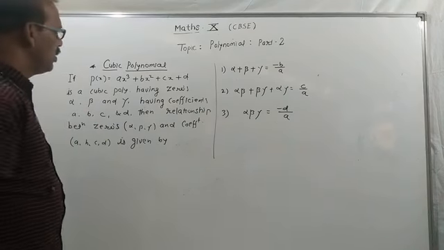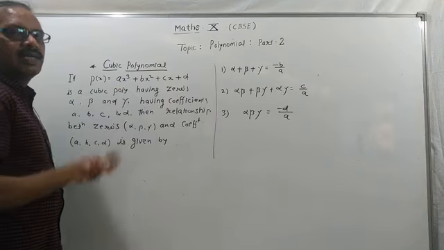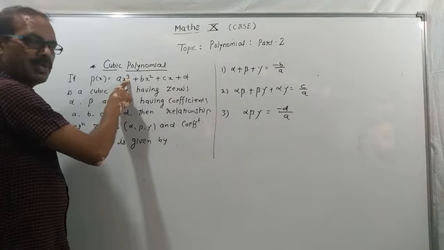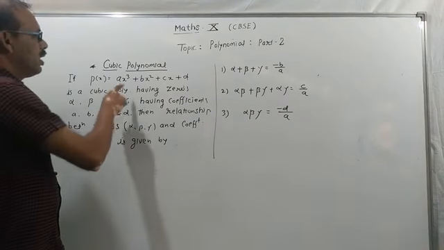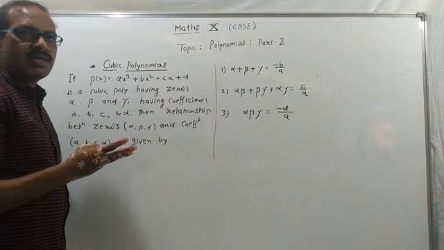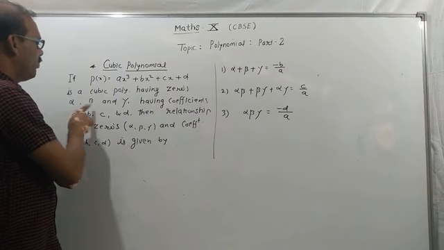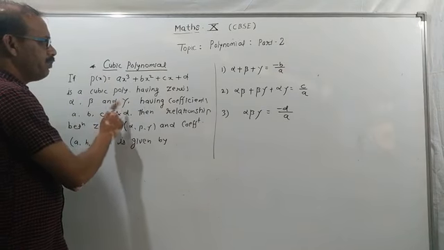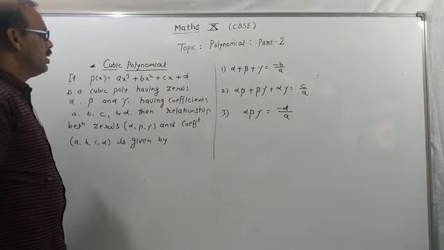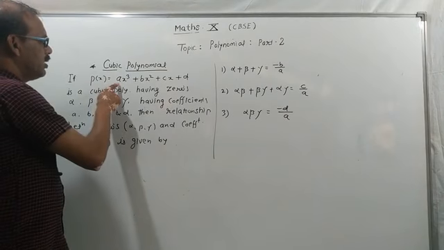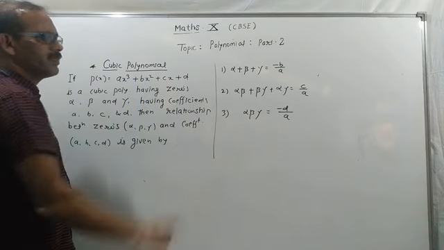Again I repeat, if given polynomial is cubic polynomial, based on this degree, we can find the number of zeros. As degree is 3, number of zeros are 3. That zeros are represented by alpha, beta and gamma. If you observe this given polynomial, it is observed that its coefficients are given by a, b, c, d.